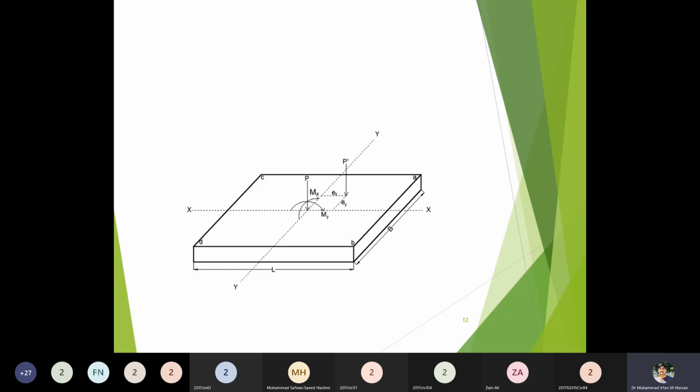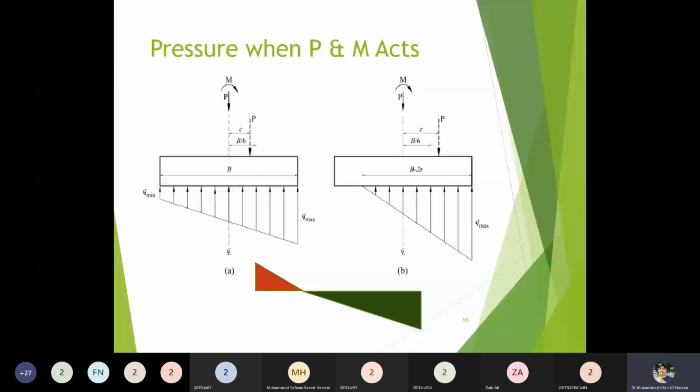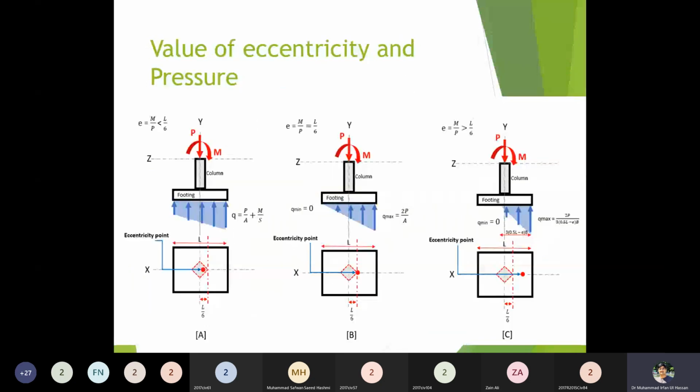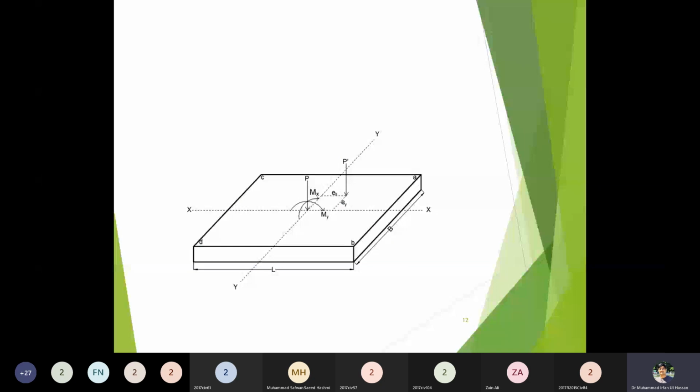So this case is a bit complex case because you have to determine the pressure in the 3D direction. दोनों तरफ आपको देखना होगा. इसके लिए आप direct नहीं कह सकते कि P over A plus MY over I. ये जो case था ये था when only one movement is present. अब जब दो movements आ गए हैं तो आपको parallel, इसको simultaneously हमें देखना होगा. And it depends on which point you are taking the pressure.